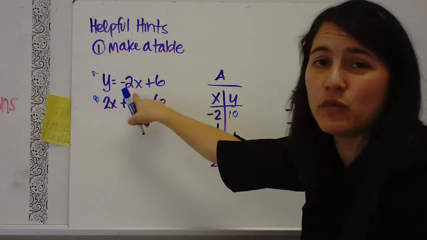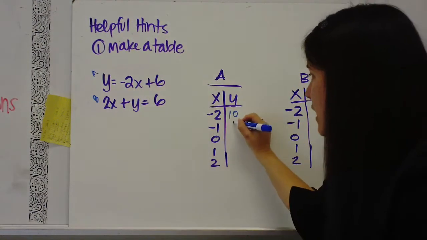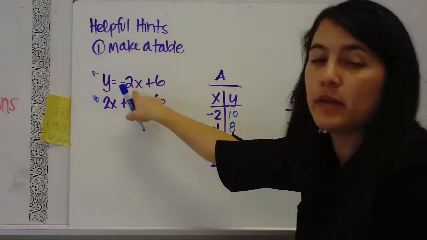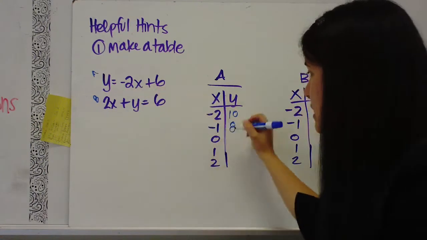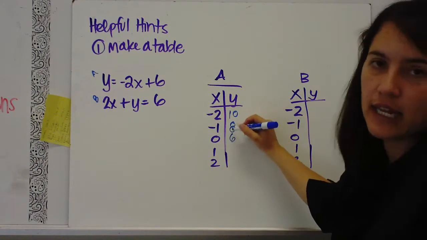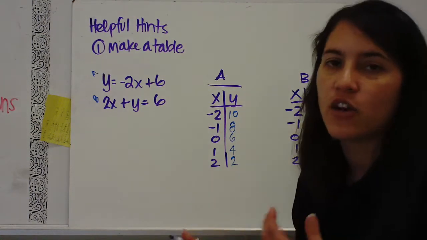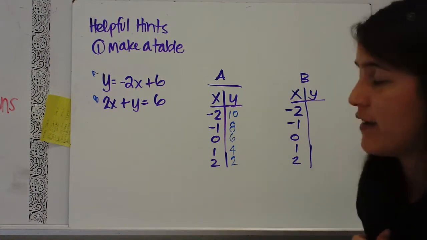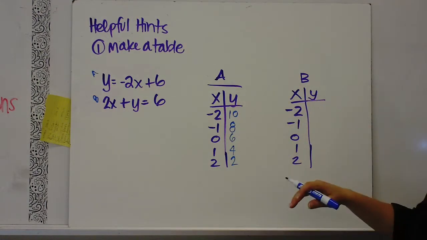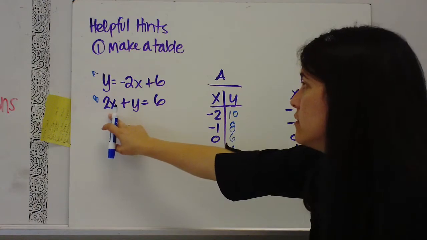Now I'm going to type in negative 1. Negative 2 times negative 1 is 2. 2 plus 6 is 8. I'm going to put in a 0. Negative 2 times 0 is 0. 0 plus 6 is 6. And maybe you see the pattern. 10, 8, 6, and then 4, and then 2. So that's nothing new. You're just plugging in the numbers, and then you are getting your y values. Now let's do equation B. Negative 2 right here.